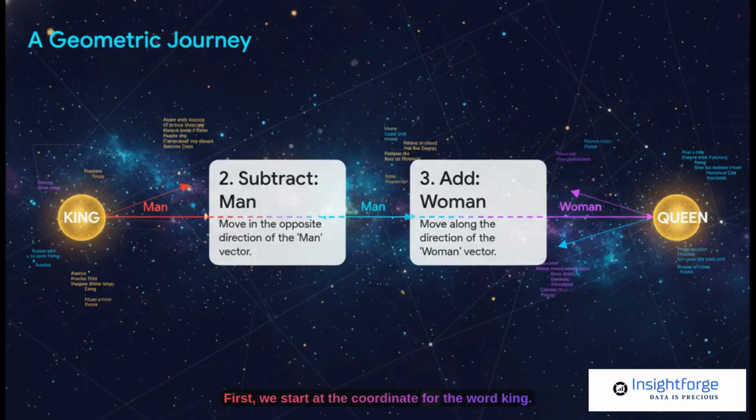First, we start at the coordinate for the word king. Then we subtract man, which basically means we walk backwards along the man vector, kind of removing the concept of maleness. From that new spot, we add woman. We just walk along the direction of that vector. And where do we end up? Right in the neighborhood of the word queen.